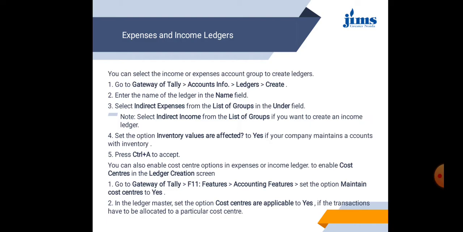Enter the name of the ledger in the name field. Then select indirect expenses or direct expenses, whichever type of expenses you are dealing with, from the list of groups in the Under field. Then note the selected indirect income from the list. If you want to create an income, set the option Inventory values are affected to Yes. If your company maintains accounts with inventory, it is very important to set it to Yes.